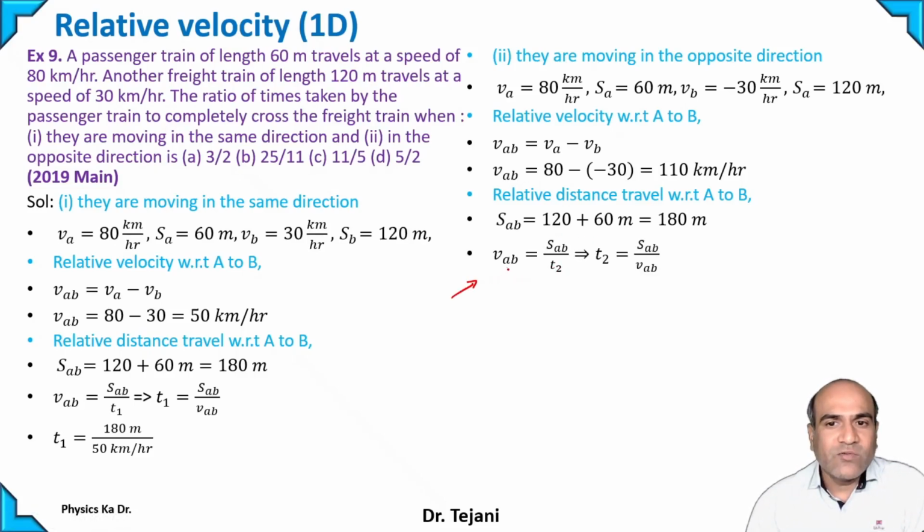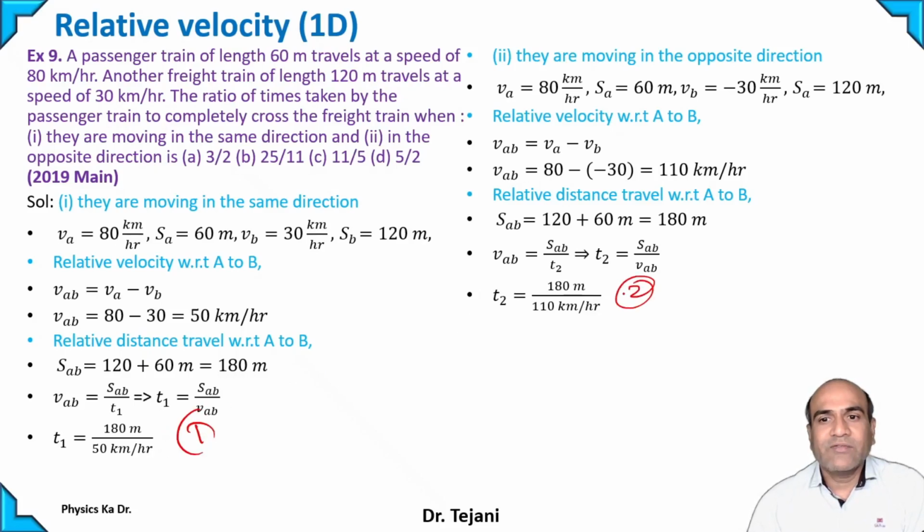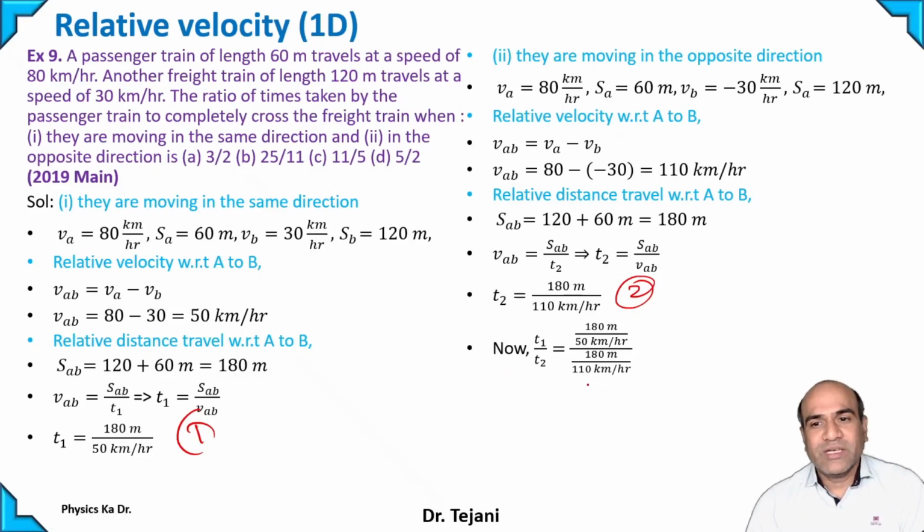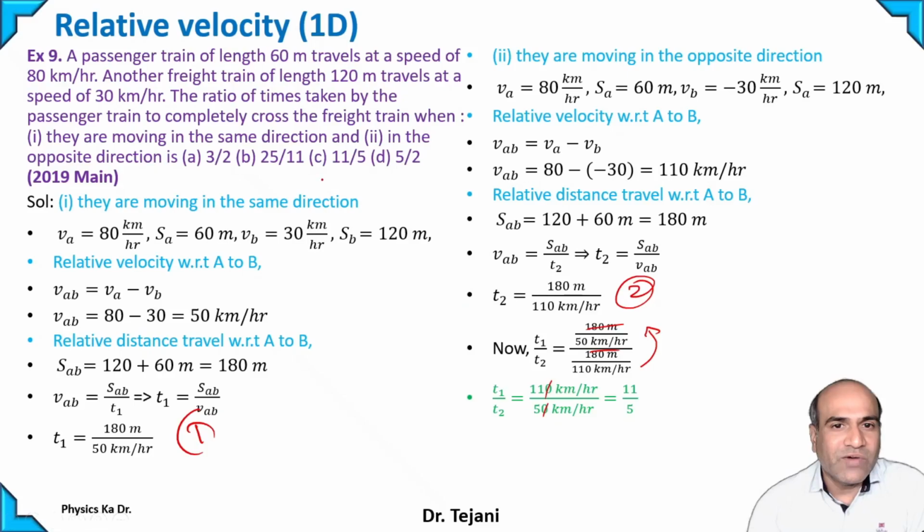So relative velocity VAB is equal to relative distance SAB divided by time T2. So we got T2, put the values for SAB and VAB. And now what next? T1 is our first equation, T2 is our second equation, so take T1 by T2. 180 cancels, that should go upside, 0 cancels, 11 by 5. The answer is available, right? The correct answer is available.